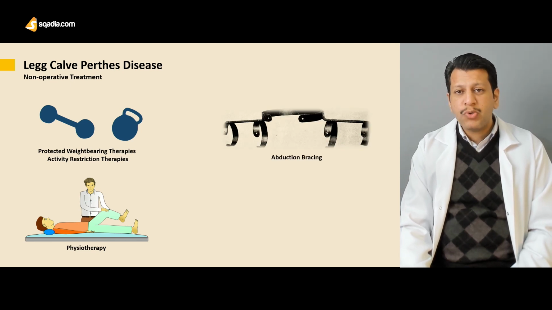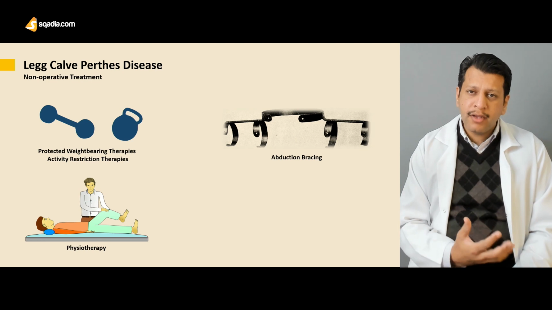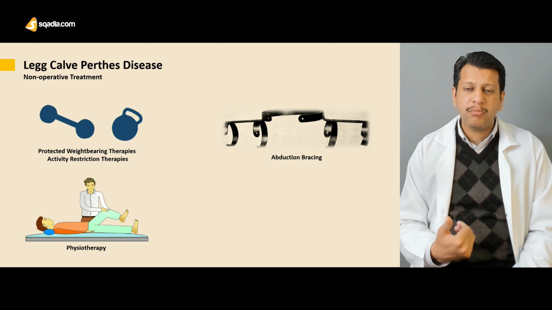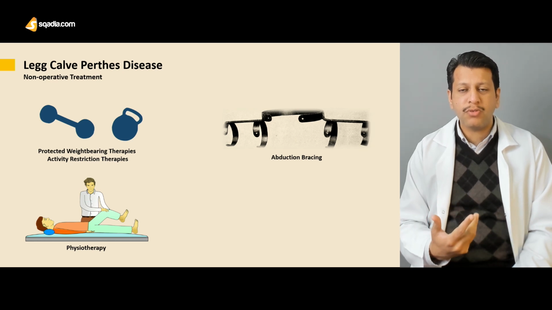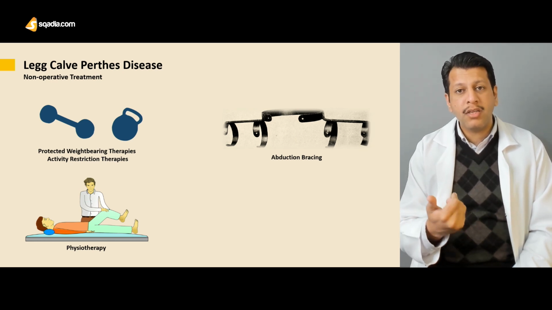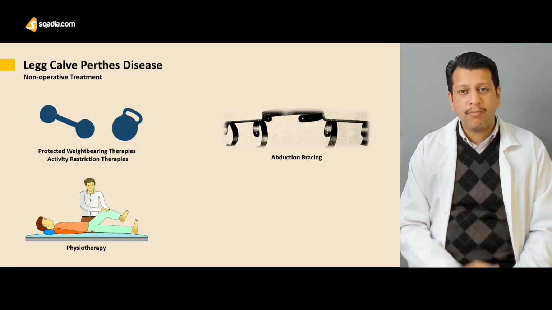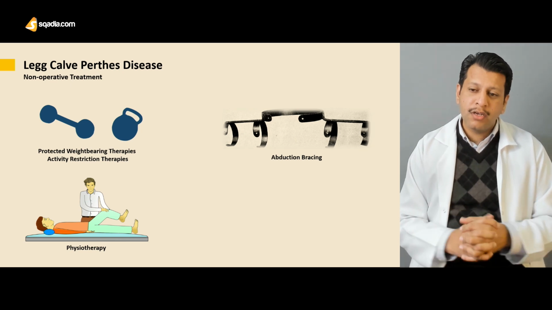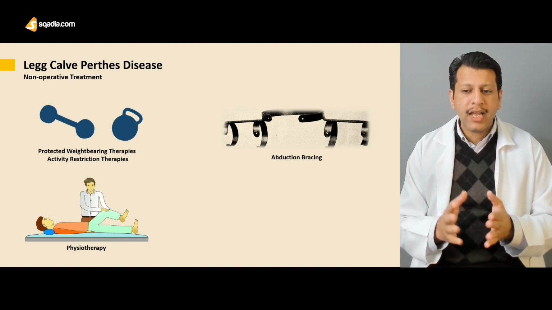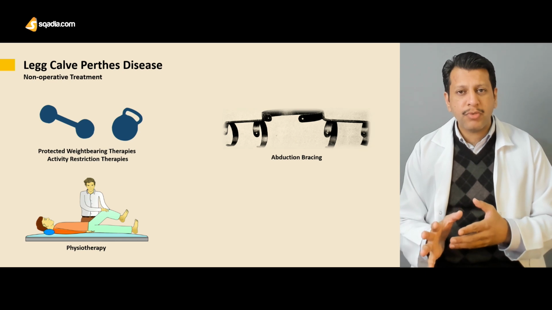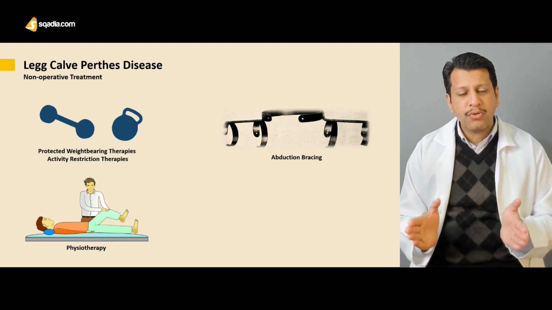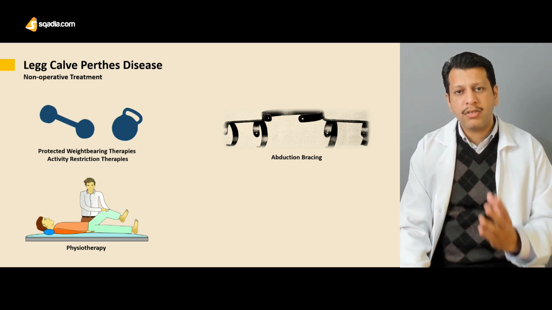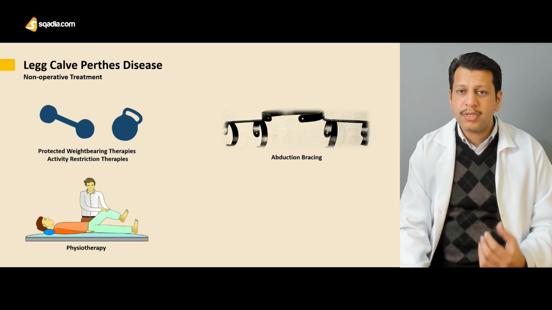You may require an abduction brace, but it's not always required. Sometimes what happens is that the child does come at a very young age, but actually it's an unstable situation where you have a Catterall grade 3 or 4, in which there's some form of involvement of the whole epiphysis, and there is some subluxation as well. Therefore, if that happens, you can use an abduction brace to prevent the head from coming out or subluxating out of the acetabulum, so that it does not become incongruous.